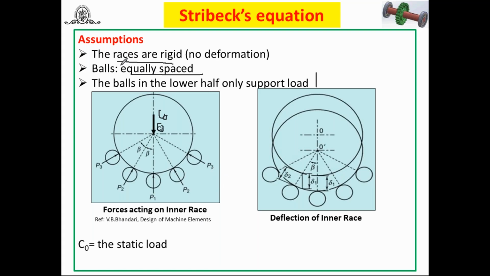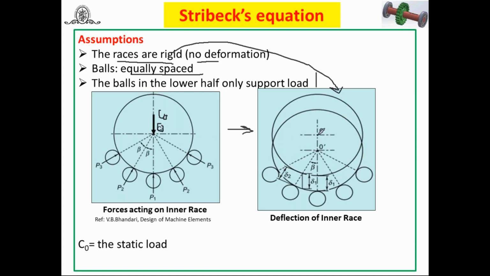Again here, as we have mentioned, races are rigid. That's why there is no possibility of deformation of the races. So what would happen when the static load is acting on it? There may be a possibility of shifting of the position of the races. Try to understand. And based on that, when load is acting, the shift is shown here, and why is it going to shift? Because races are rigid.